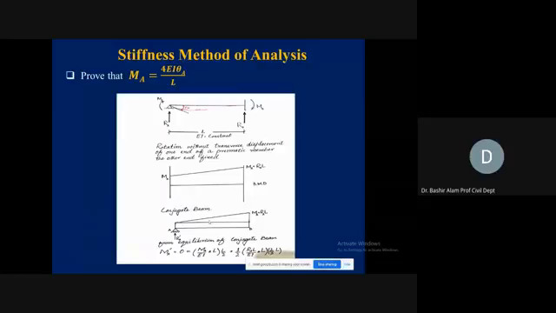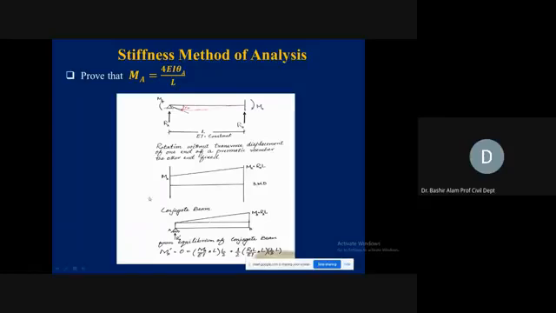So let's prove this now so that you have the confidence. Prove that MA is equal to 4 EI theta A divided by L. If you look at this white screen, at the left we have a hinge support, which is support A. At the right, we have a fixed support, which is support B. What is happening there? Rotation without transverse displacement of one end of a prismatic member, the other end fixed. Only we are allowing rotation at A.